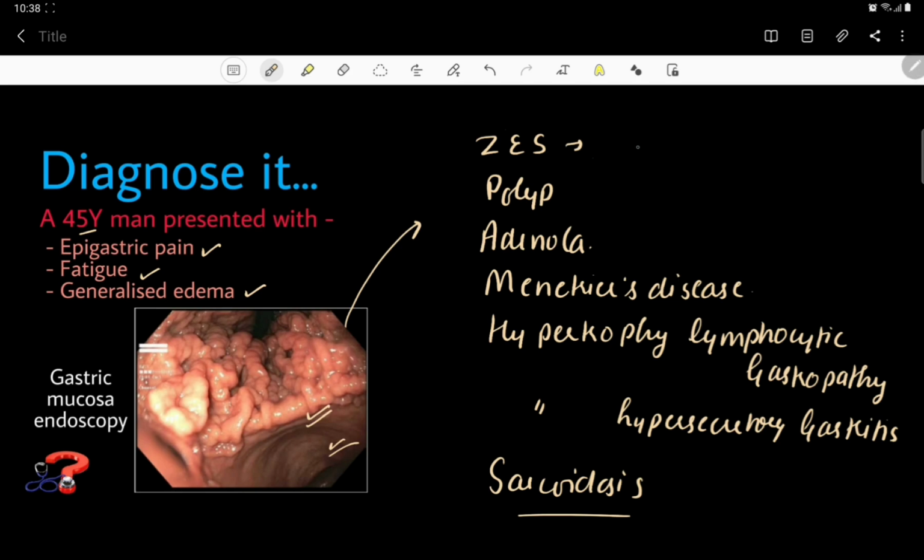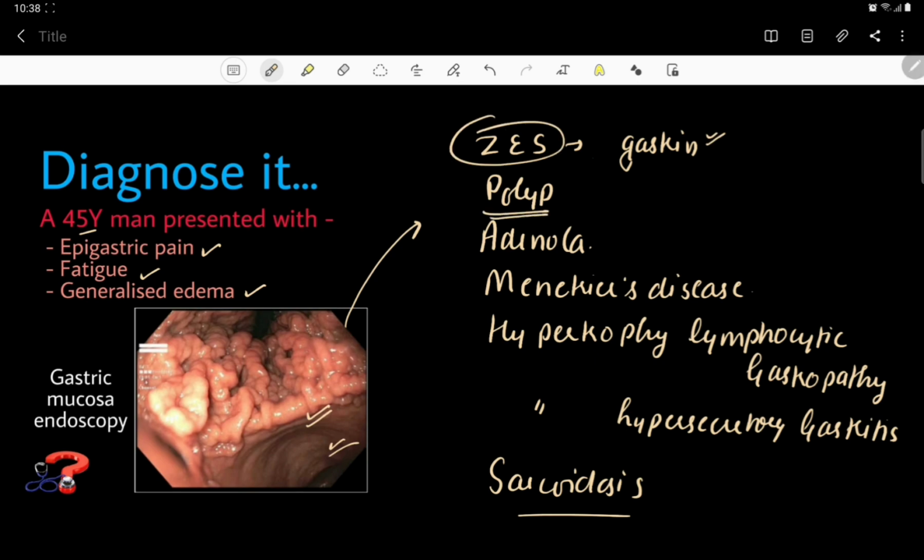There is a gastrin secreting tumor, and in turn that gastrin stimulates the stomach to produce more gastric acid, and that gastric acid leads to development of various ulcers, and these ulcers are more often in atypical locations and mostly resistant to the PPIs, the proton pump inhibitors, and other antibiotics that we give.